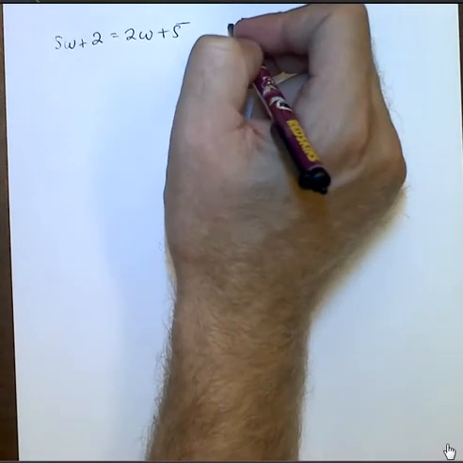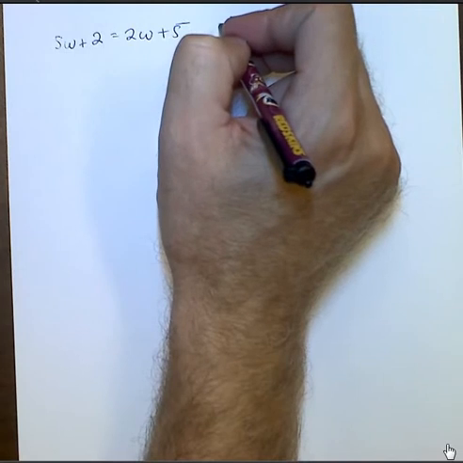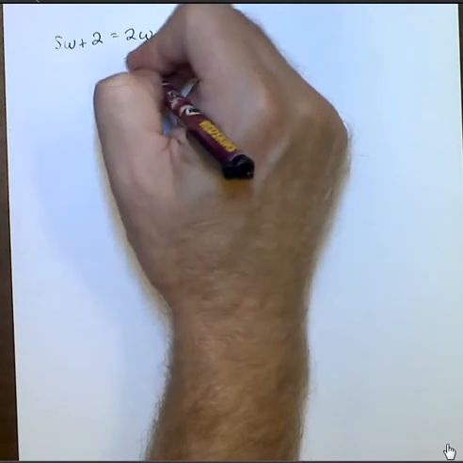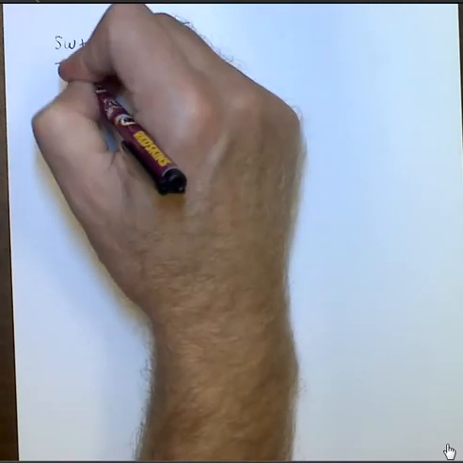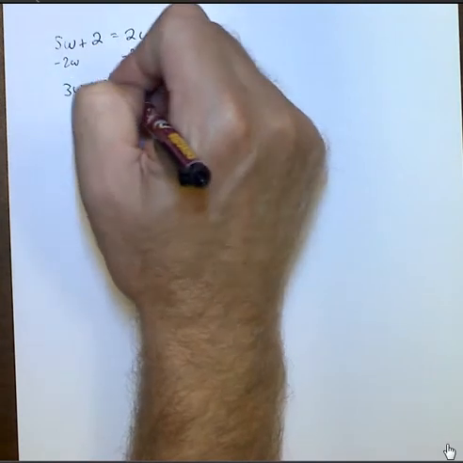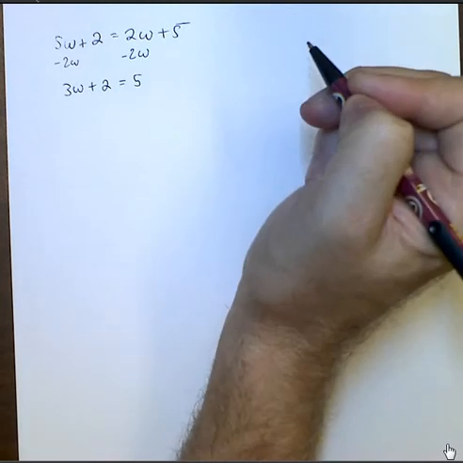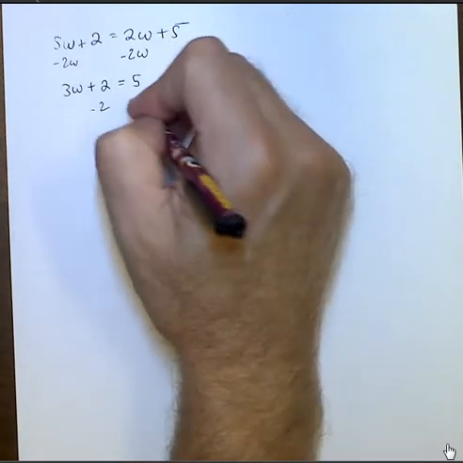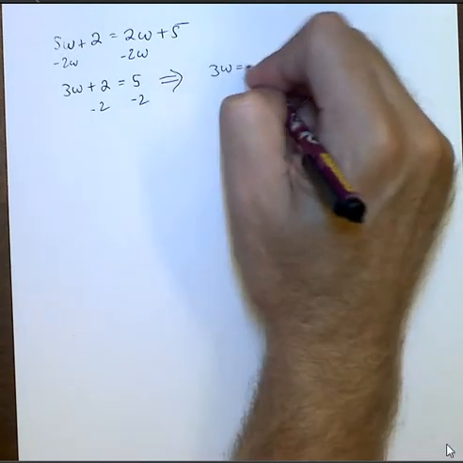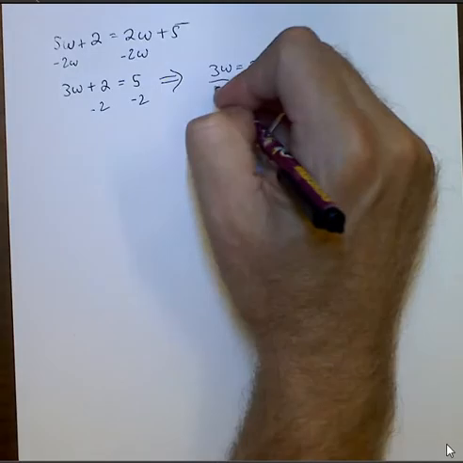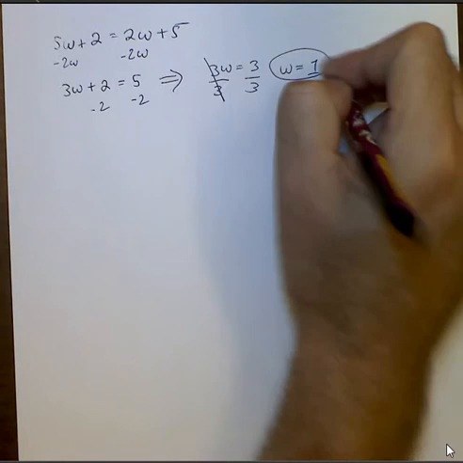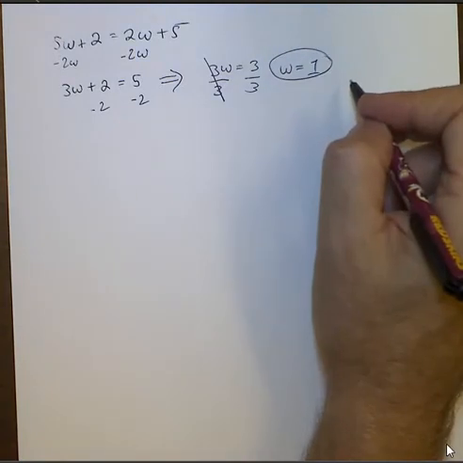You've got to put all the terms with the variable on one side and all of the terms that don't contain the variable on the other. So I'm going to subtract 2w from both sides, and I'm left with 3w plus 2 equals 5. Then I'm going to move the 2 over by subtracting 2 from both sides, and I'm left with 3w equals 3. At this point I can divide both sides by 3, and I get w equals 1. So that's the basic case, no fractions. It should be pretty straightforward.